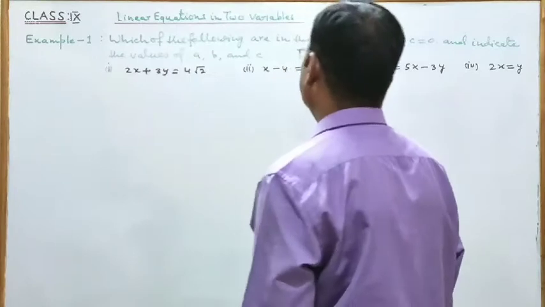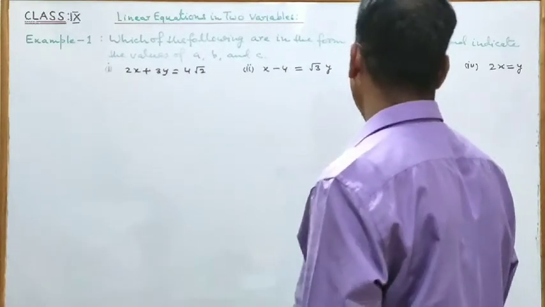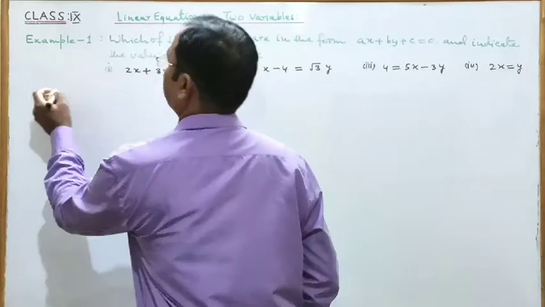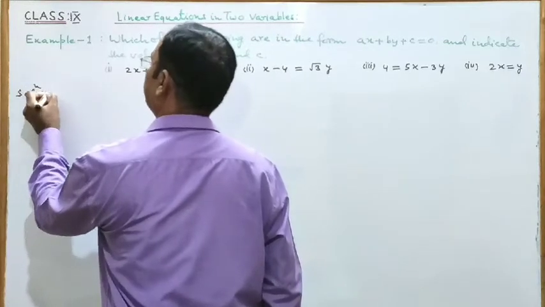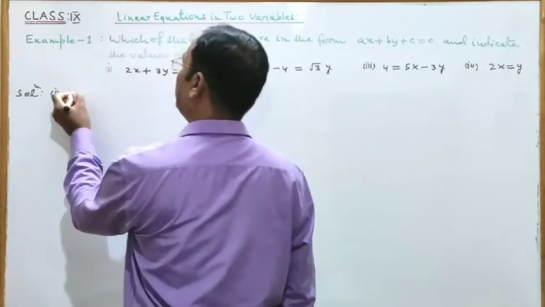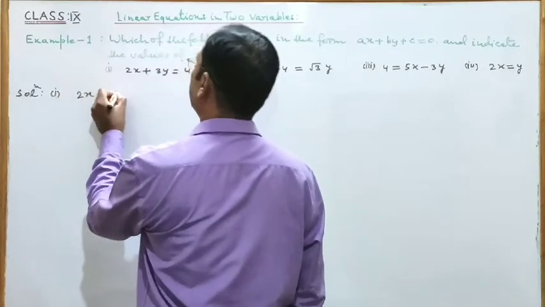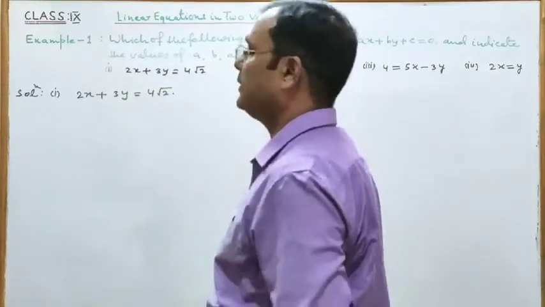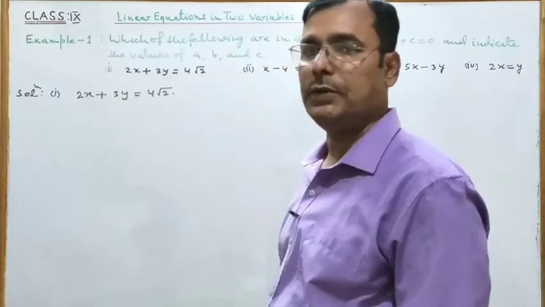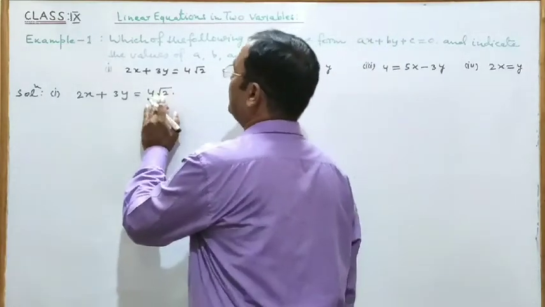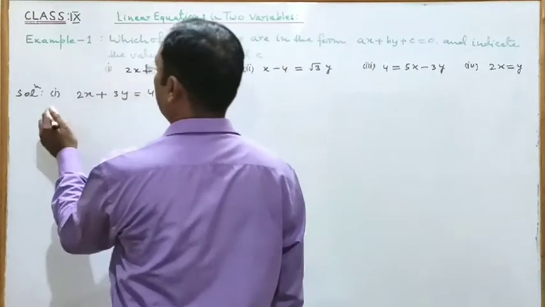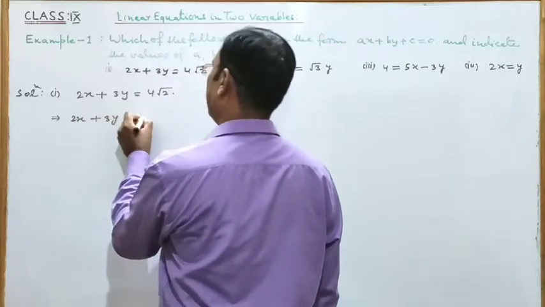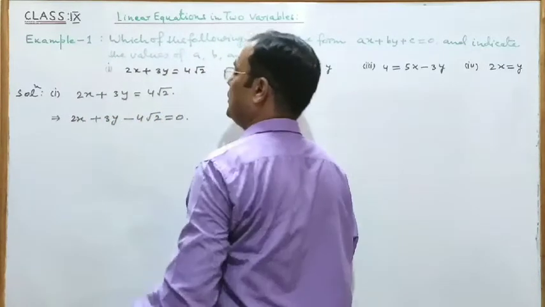Example 1. Which of the following are in the form ax plus by plus c equal to 0, and indicate the values of a, b and c? In the first part we are given an equation 2x plus 3y equal to 4 root 2, and we have to write this equation in the form of ax plus by plus c equal to 0. So transpose this 4 root 2 from right side to left side. So 2x plus 3y minus 4 root 2 is equal to 0.